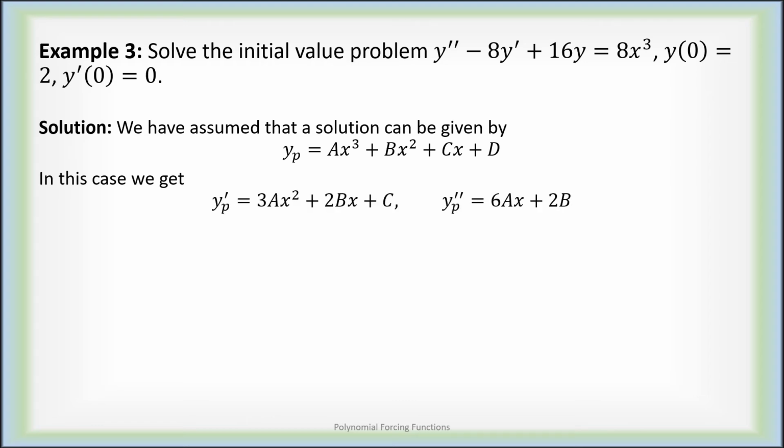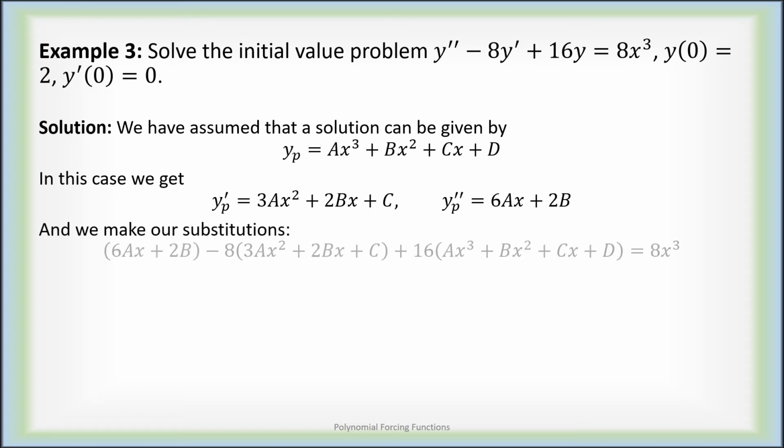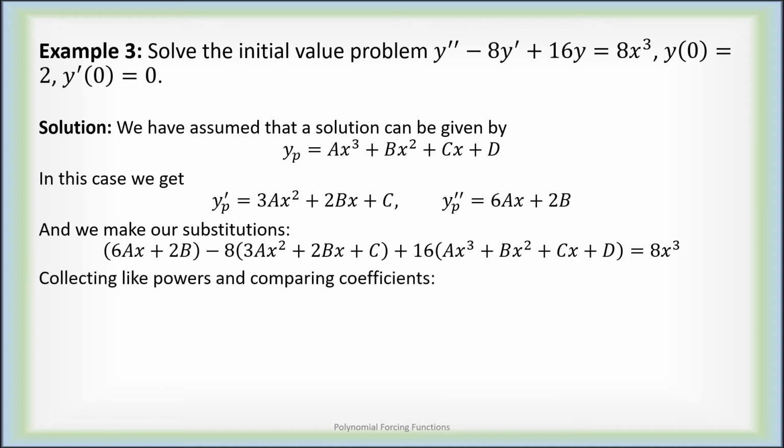Now I take the original, the first derivative, the second derivative, and I throw it into the original differential equation. Y double prime minus 8y prime plus 16y is supposed to be equal to 8x cubed. Now we just have to compare how many x cubes do we have on each side, how many x squareds, and so forth. So let's first ask how many x cubes. On the left, my only x cubed is 16a x cubed, but on the right I have 8x cubed. So that tells me a must equal 1/2.